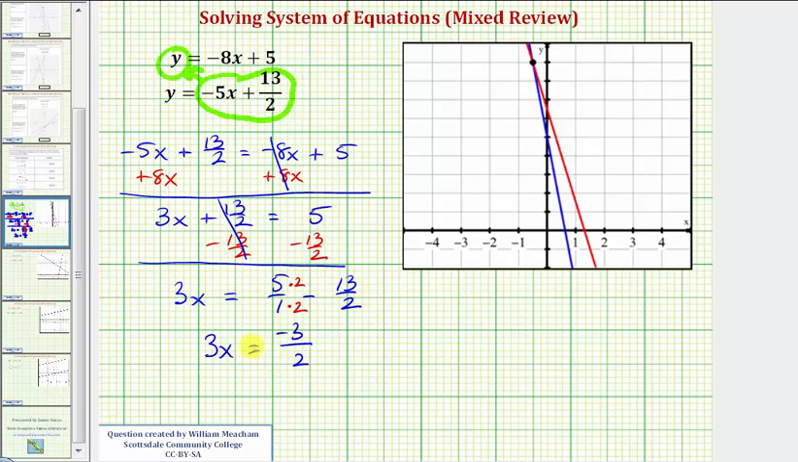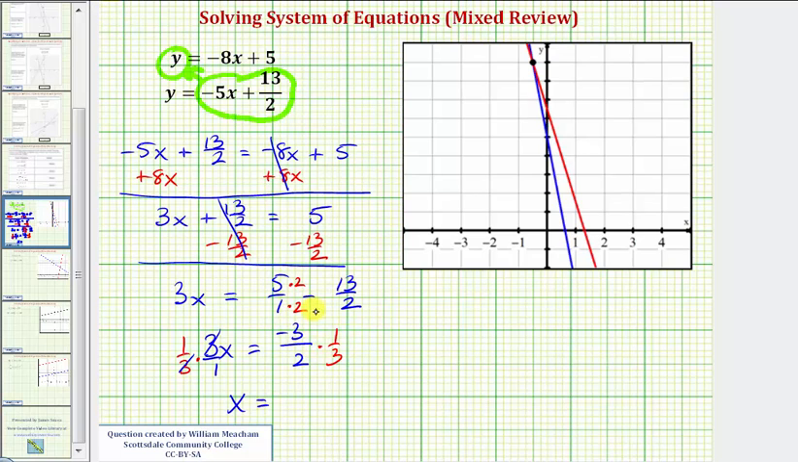And now from here, we normally would divide by 3, but because we have a fraction over here, let's think of this as 3 over 1. And instead of dividing by 3, let's multiply by the reciprocal of 3. So we'll multiply by 1/3 on both sides. Notice on the left, this simplifies to just 1x or x. On the right side, this also simplifies.